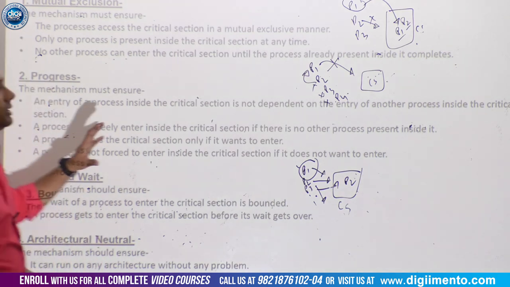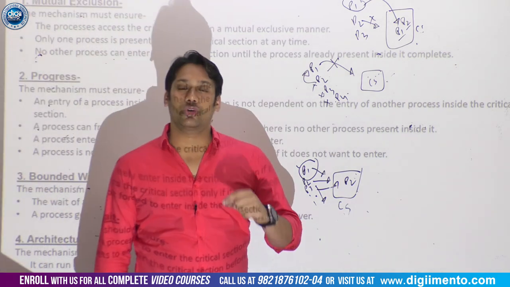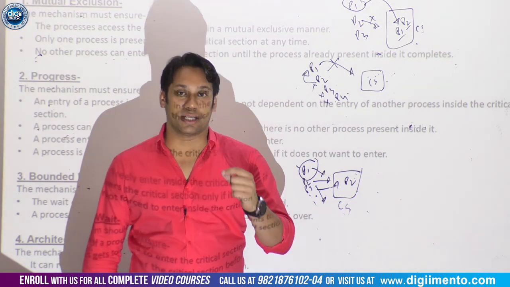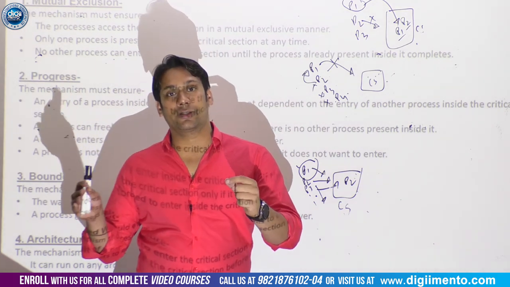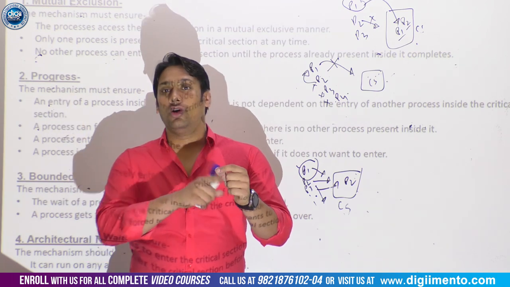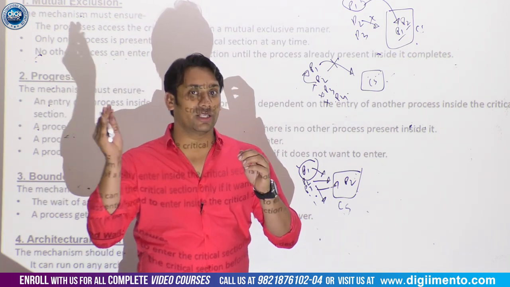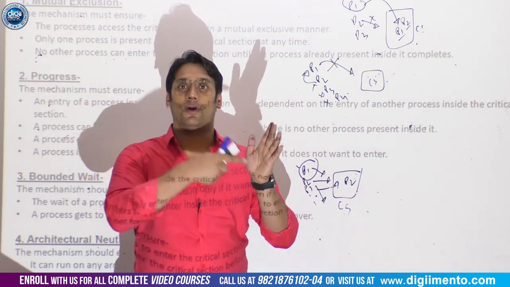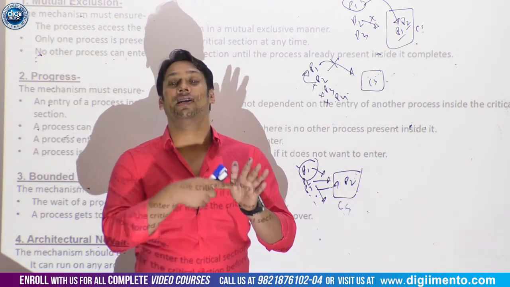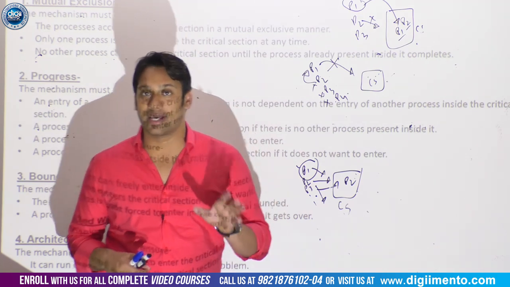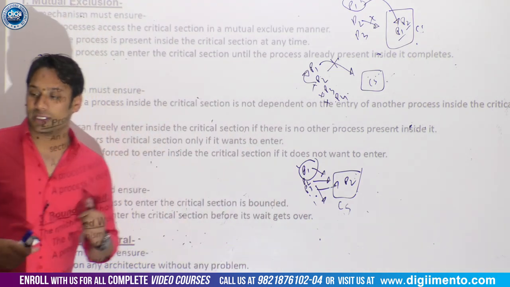Progress means, it's very simple. अगर कोई process critical section के अंदर enter करना चाहती है, तो ऐसी कोई भी process जो कि enter नहीं करना चाहती, वो इसको stop ना करे. If a process does not want to enter the critical section, it should not stop a process which wants to enter the critical section. That is called as progress. It is as simple as that. Okay? Any doubts in this?